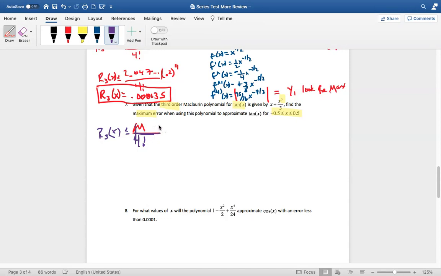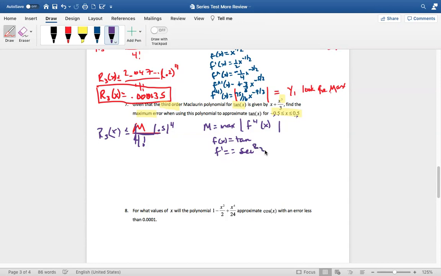The center is 0, and it's going to be the absolute value of the farthest here. So that's going to be 0.5 to the 4th, where M is the maximum of the absolute value of the 4th derivative of tangent. So you need to say f of x is tangent. F prime is equal to secant squared.